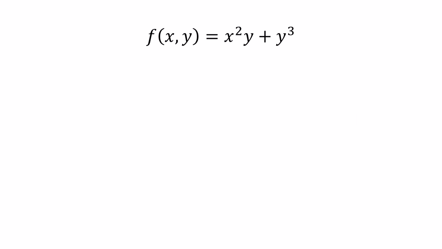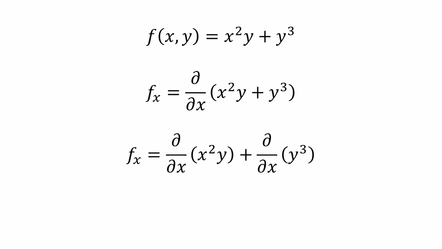To begin, we find the partial derivatives of f(x,y) = x²y + y³. We first find the partial derivative with respect to x. To begin, we apply the sum rule to obtain f_x = d/dx of x²y + d/dx of y³.